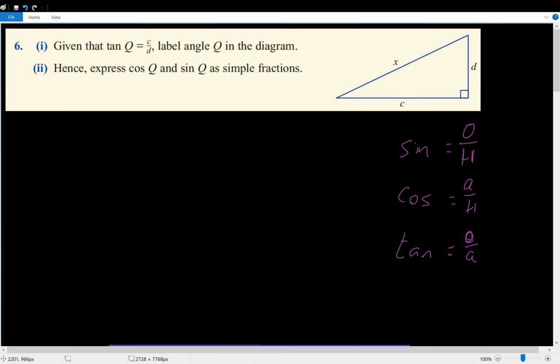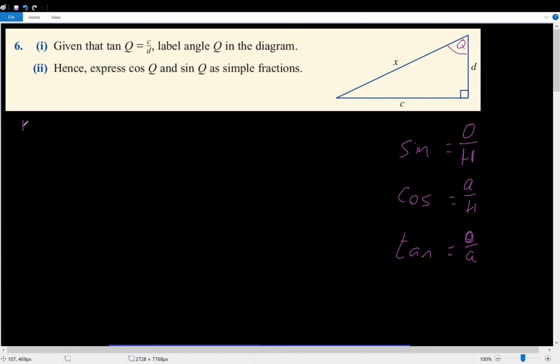So we've been given the tan of an angle. It's C over D, and we're looking to choose which angle will fit where the opposite side to that angle is C and the adjacent side to it is D. So that means that we're going to have Q marked. This is the top up here, like that. So that's the angle Q, and that's part 1.